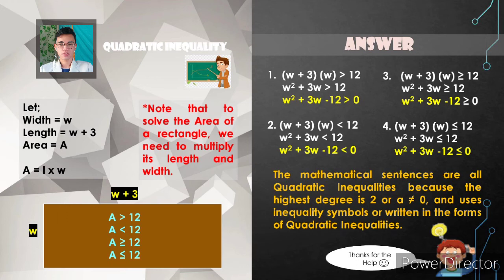Number 3, similar to 1 and 2, we have w squared plus 3w minus 12 is greater than or equal to 0. Number 4, similar to 1, 2, and 3, we have w squared plus 3w minus 12 is less than or equal to 0. The mathematical sentences are all quadratic inequalities because the highest degree is 2, or a is not equal to 0, and they use inequality symbols or are written in the forms of quadratic inequalities.